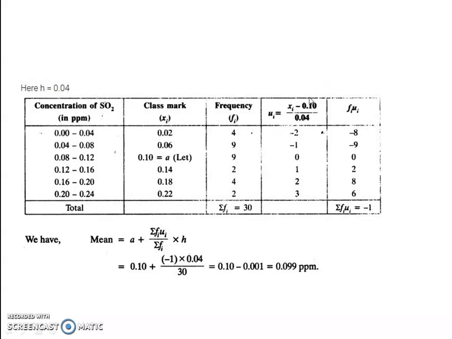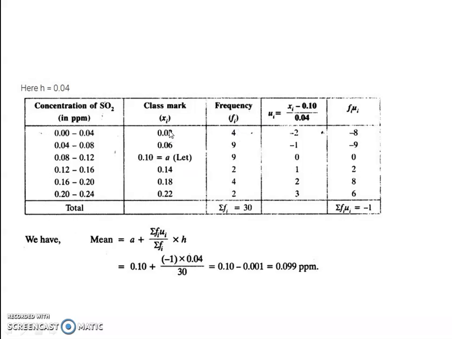Then, find the assumed mean. Here, you are taking 0.10 as assumed mean. Then find di. What is di? xi minus a. Then find ui. ui is di by h. What is h? h is the height of the class or class interval. That is 0.04 minus 0.00. That is 0.04 itself. Okay, children.